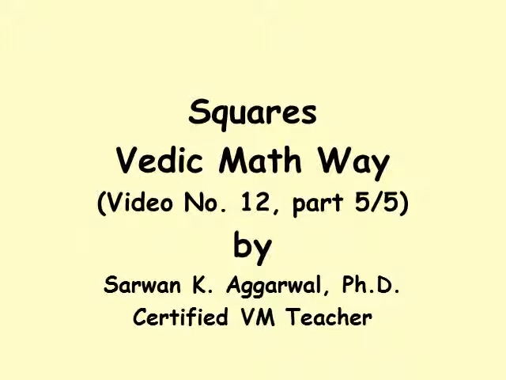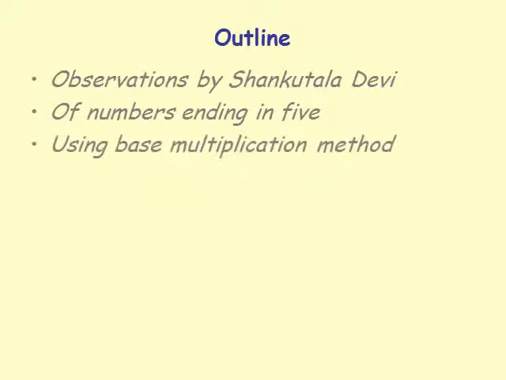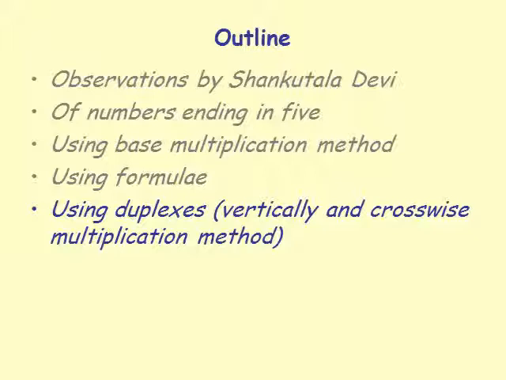And duplexes come from vertically and crosswise multiplication. Let's continue into the next section. Let's see what we're going to do here. In this section, we would find squares using duplexes. And duplexes come from the vertically and crosswise multiplication method.